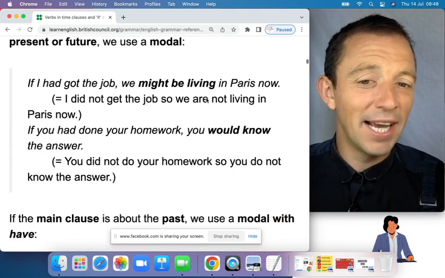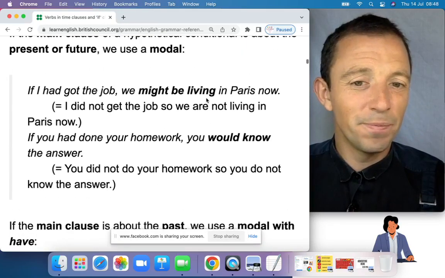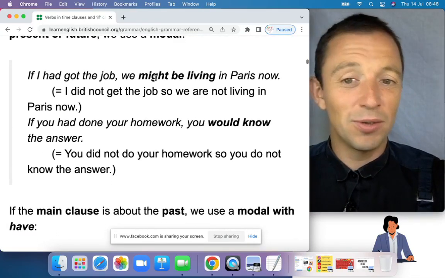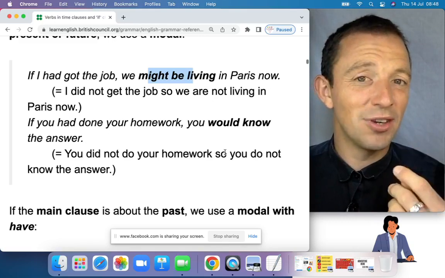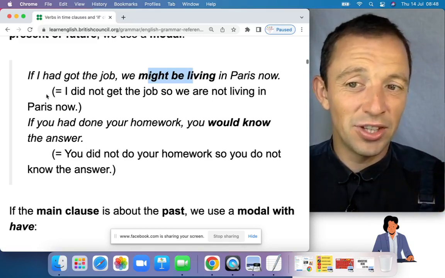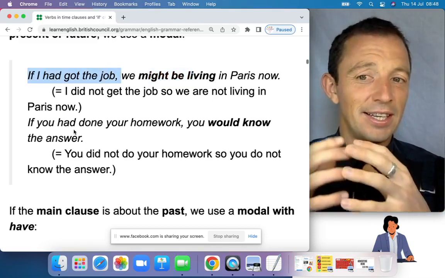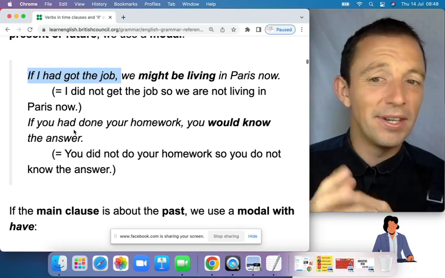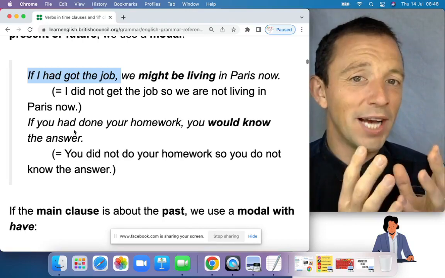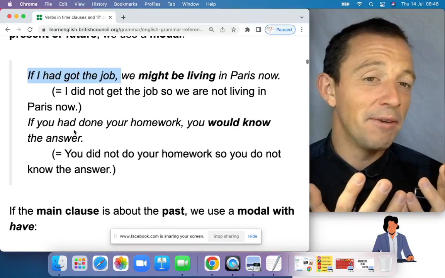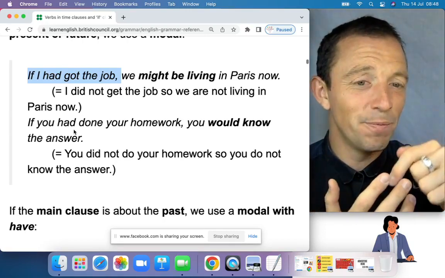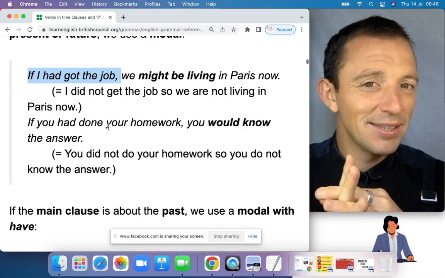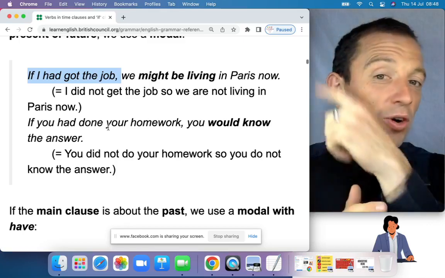Now it's more complicated. It's super complicated, but it's important. Okay, so it's the modal because it's the present or the future. So if I had got the job hypothetically in the past, plus the past perfect because it did not happen, now modal, we might be living in Paris. We may be living in Paris. We could be living in Paris now. Would be living in Paris would be the past, I think, according to the previous example.